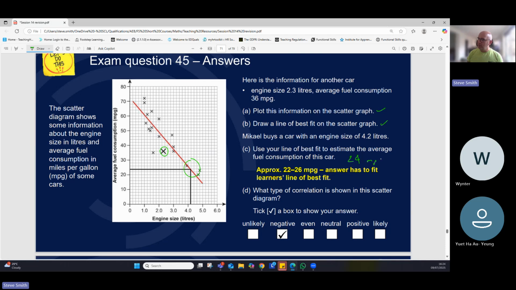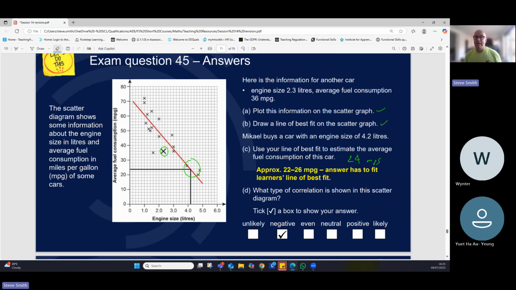Miles per gallon. However, had you drawn your line of best fit a little bit different, say you drew yours somewhere a little more like this, we'd have gone up a little bit further, and we'd go along, and it'd be 26. So the examiner doesn't look for 100% accuracy.